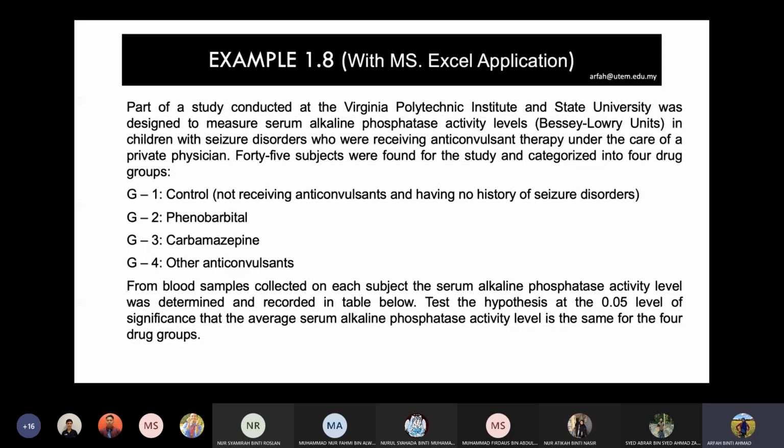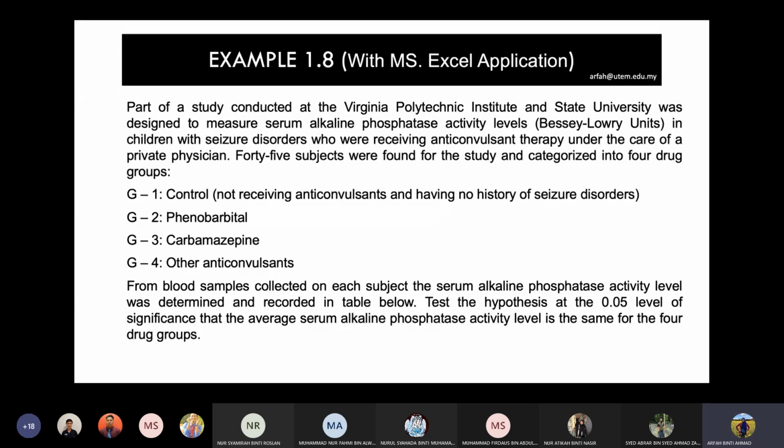Okay. So, ini sebenarnya clinical study dalam example 1.8 ni. Clinical study maksudnya dia buat study conducted by the Virginia Polytechnic Institute dan State University, both of these institution atau university dekat US. Dia nak tengok patient yang ada children yang ada seizure disorder. Maksudnya seizure disorder ni pertumbuhan, pembesaran dia tak sama macam budak-budak normal.